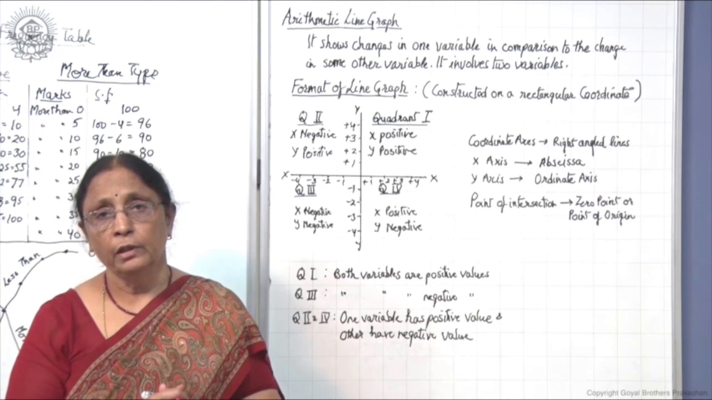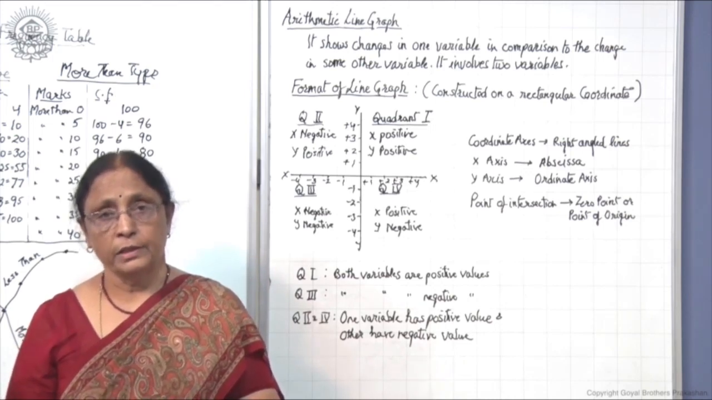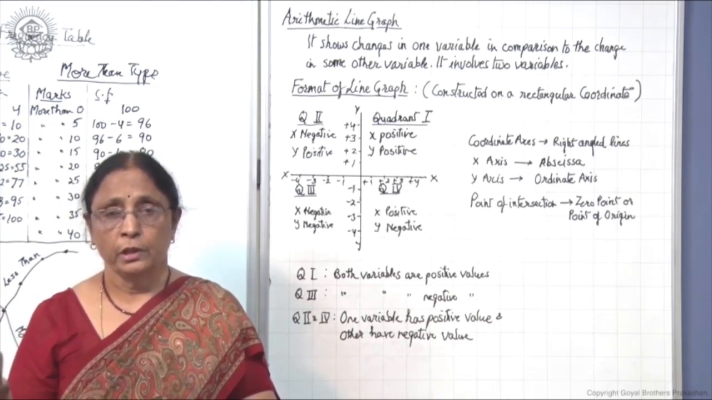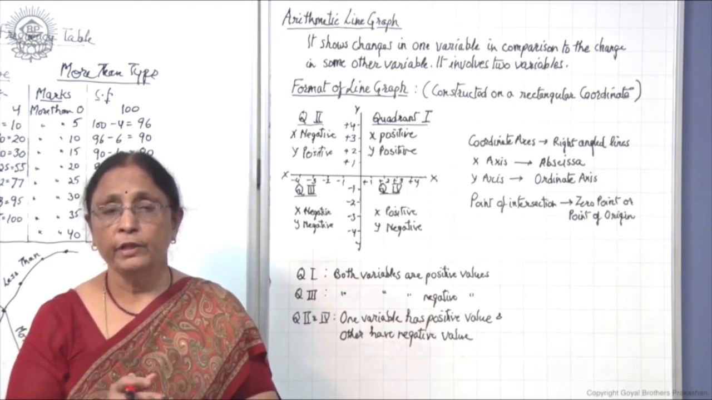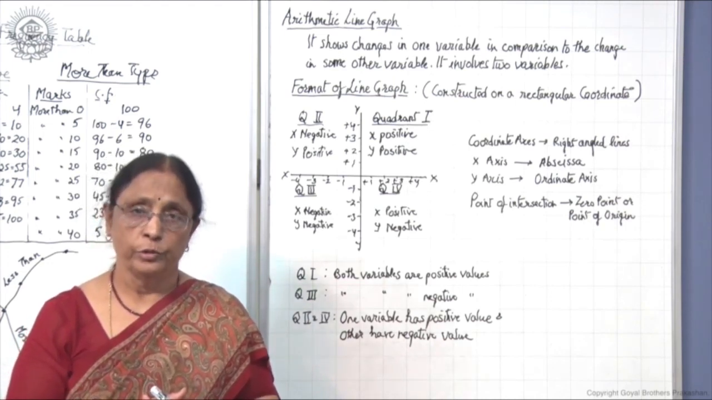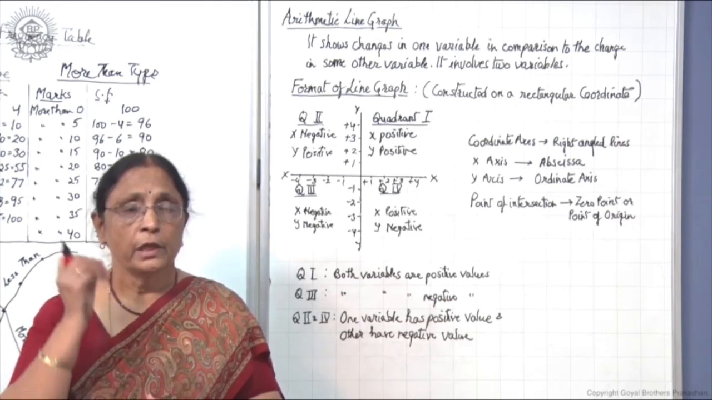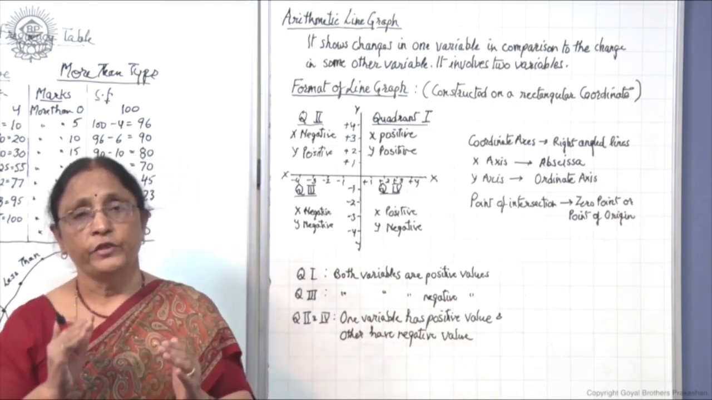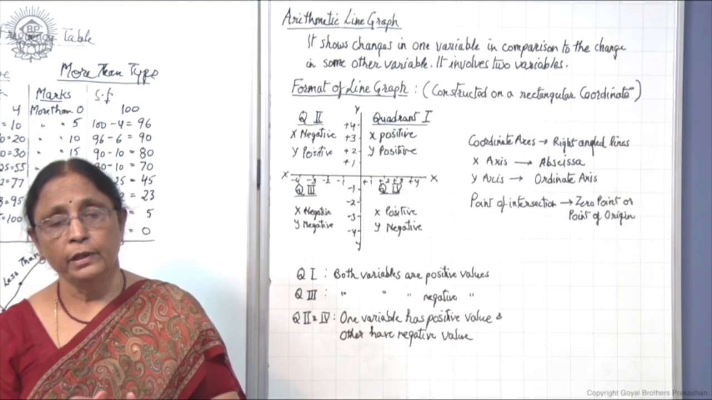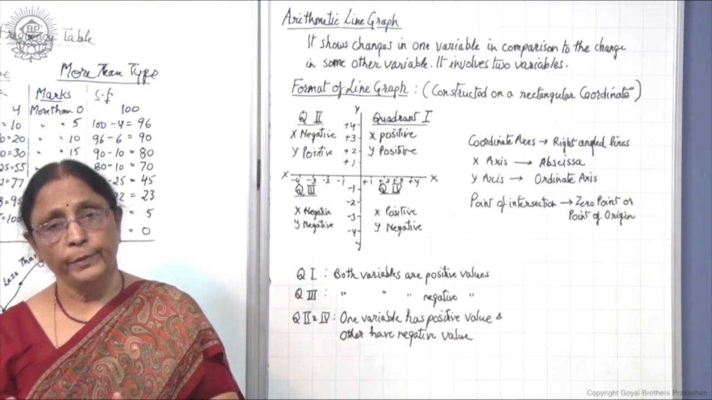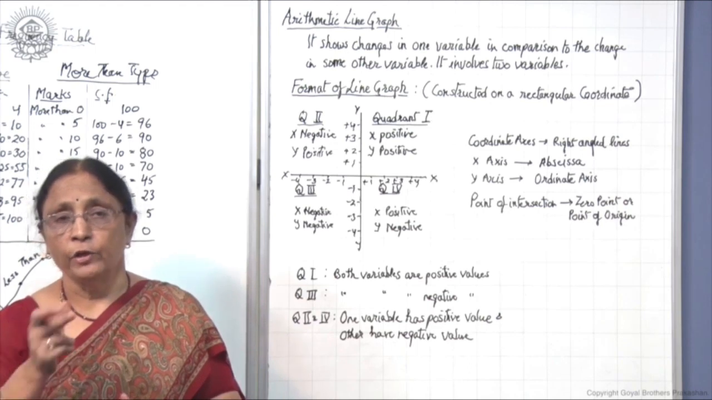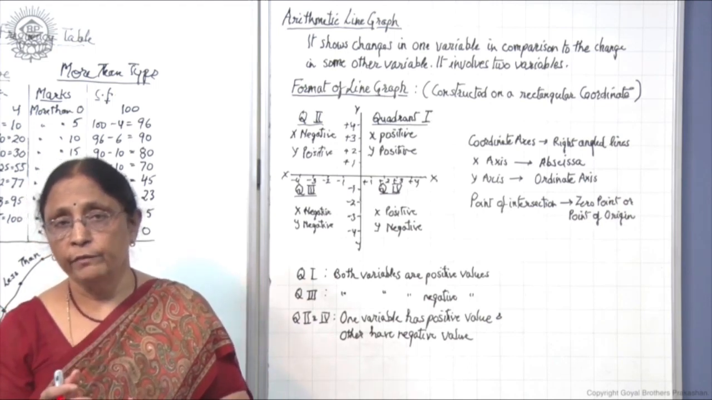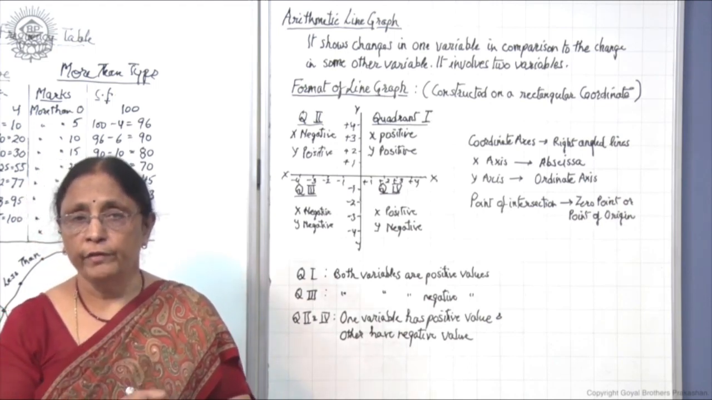For example, when we are taking marks and number of students, marks is the independent variable and the dependent variable is the number of students. That means x and y: if suppose x is independent, y is dependent. X is the independent variable and y is the dependent variable.